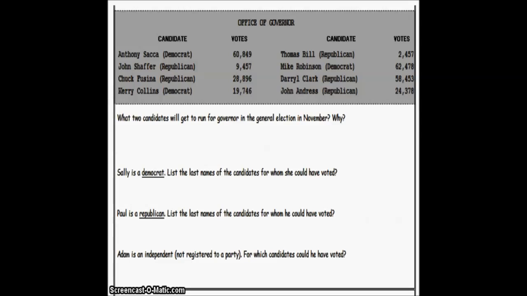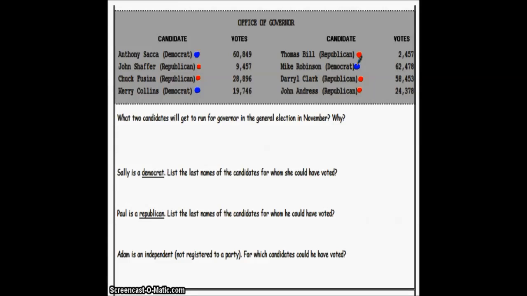The primary election is where each party chooses their candidate to run against the other party in the general election. And so what we do is we look at Republicans versus Republicans and Democrats versus Democrats. So the easiest way to do this is to just identify who the Republicans are in the table, and we'll do that with a red dot. And then to identify who the Democrats are in the election, we'll do that with a blue dot. And then you simply look and see who wins the popular vote. And remember, the popular vote is simply who wins the most votes.